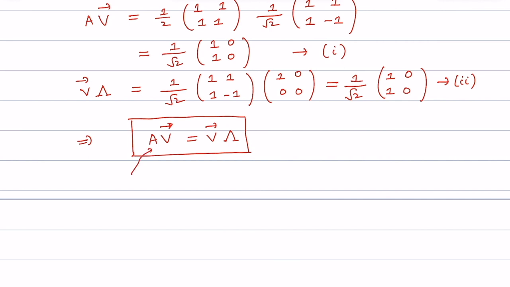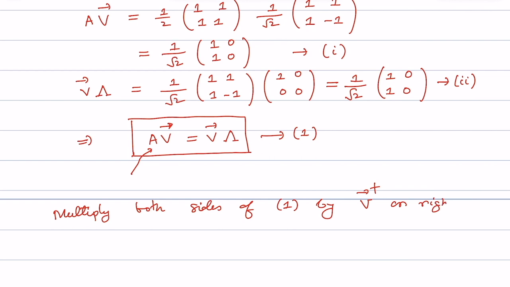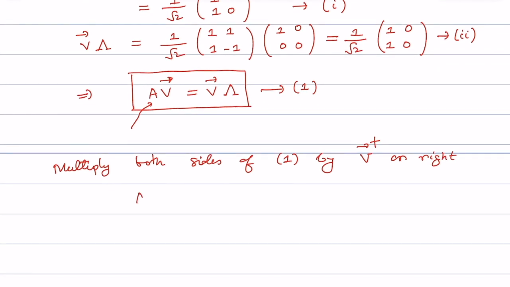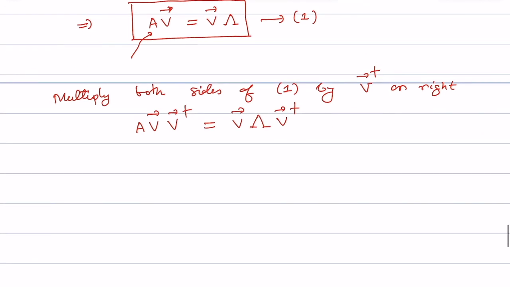Let us now separate this matrix A from this relation. To do that, let me multiply both sides of equation 1 by V dagger, which is the Hermitian conjugate of the matrix V, on the right. So what I'm doing is A V V dagger is equal to V capital lambda V dagger. Now you see V V dagger is an identity matrix. So I will get on the left hand side A is equal to V capital lambda V dagger.